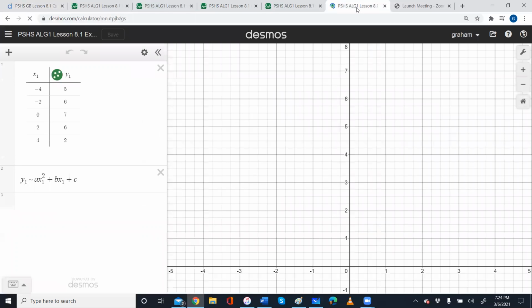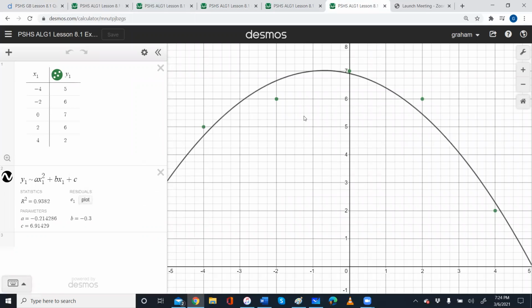Now, I believe I actually have this one already typed in. There we go. So I had the values typed in. I typed in my formula, and we can see A is negative 0.21x squared minus 0.3x plus 6.91. We can match that up with any multiple choice question that we have. This one perhaps not quite as good as some of the other ones. This point here is a little further away from the line, and this one's not perfect as well. I notice that R squared value is a little bit less than 1. Not that we need to really focus on that at this point.